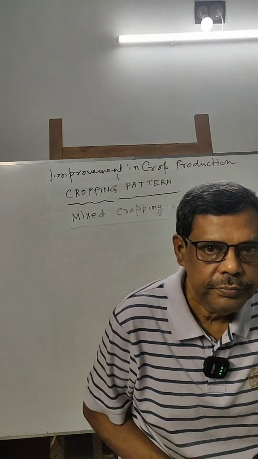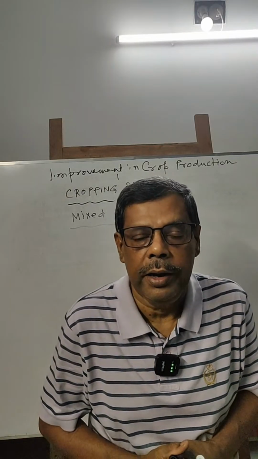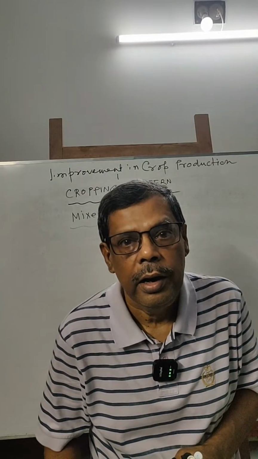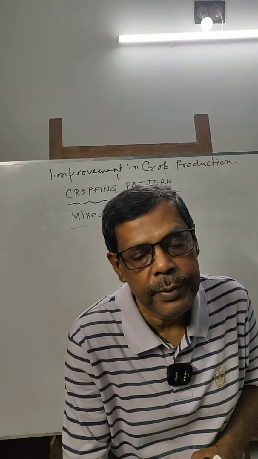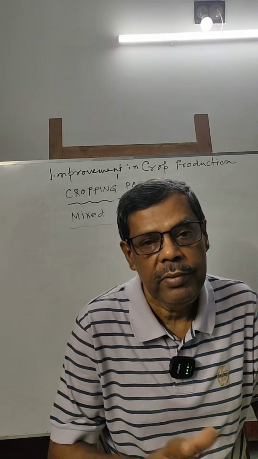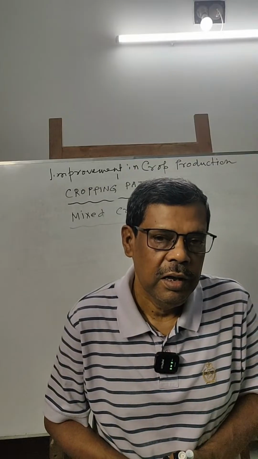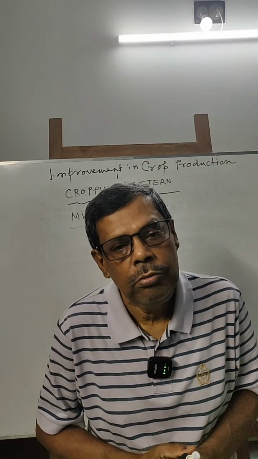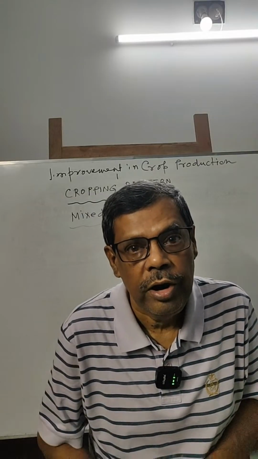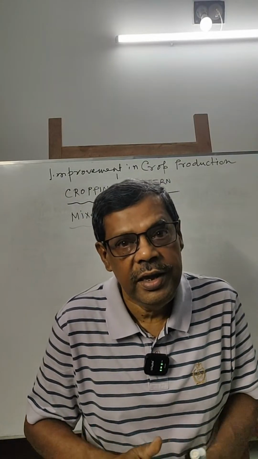What is mixed cropping? Mixed cropping is a pattern of multiple cropping where two or three crops are grown together in the same field at the same time, not sequential, but at the same time in the same field. In this case, two or three types of seeds are sown in the same field at the same time.